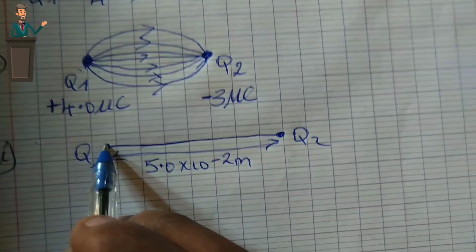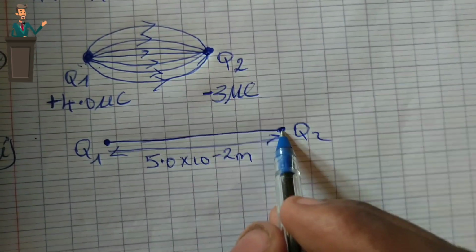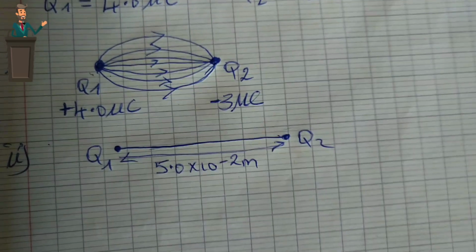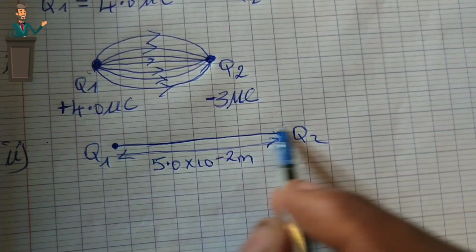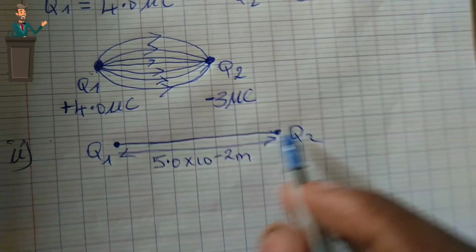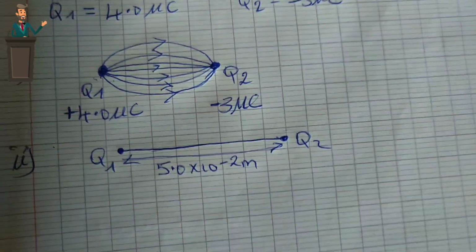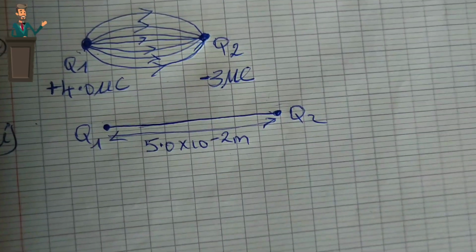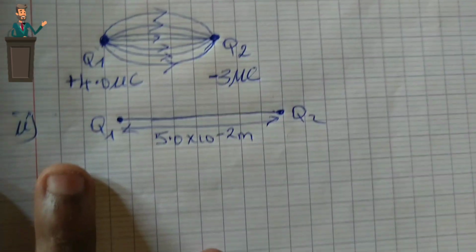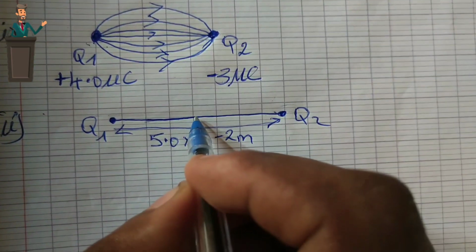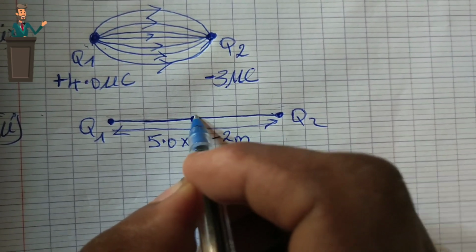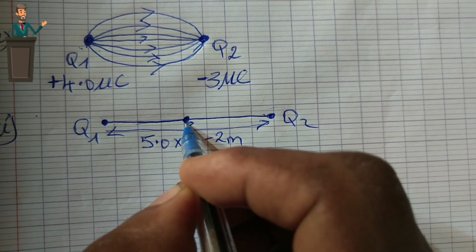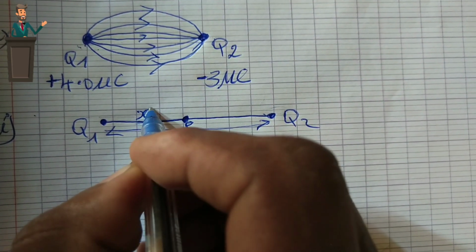So now we are required to find a point on the line joining these two charges, a point on this line where the electric field strength due to these two charges will be 0. Indirectly, we are looking for a point on this line where the electric field strength due to Q1 and Q2 will cancel out each other. So for this to happen, it will be at a certain point here. Let's say that point P is at a distance of x from Q1.